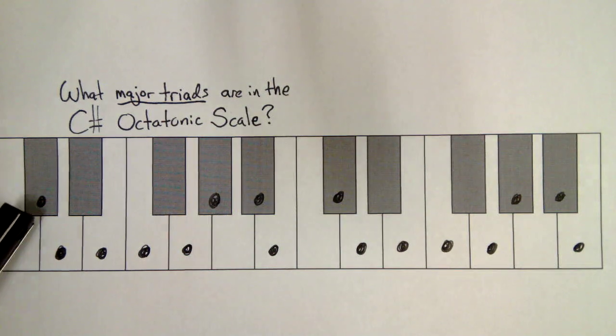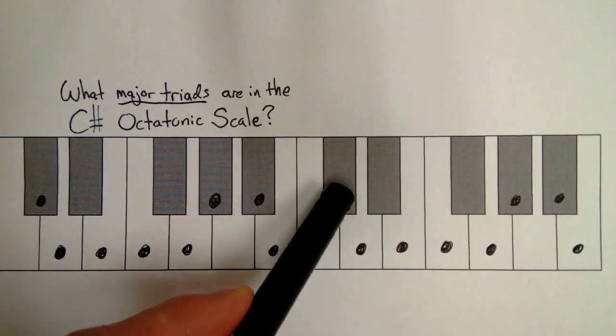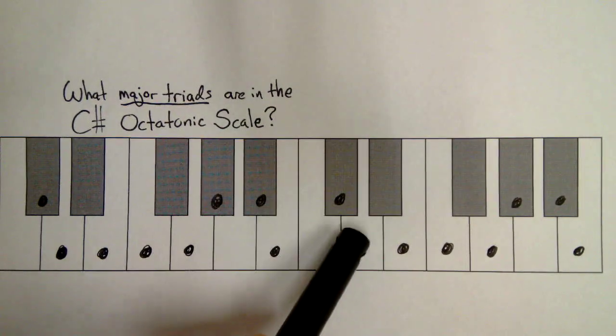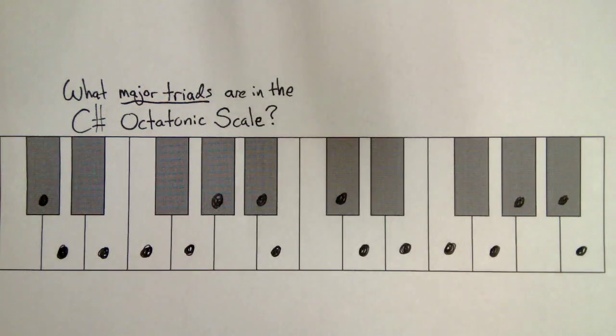Here I've written the notes for a C-sharp octatonic scale, and after one octave, I've continued the notes for a reason that should become clear in just a moment. I'll play this for you. And so on. Okay? So now we need to figure out what major triads fit in this scale.